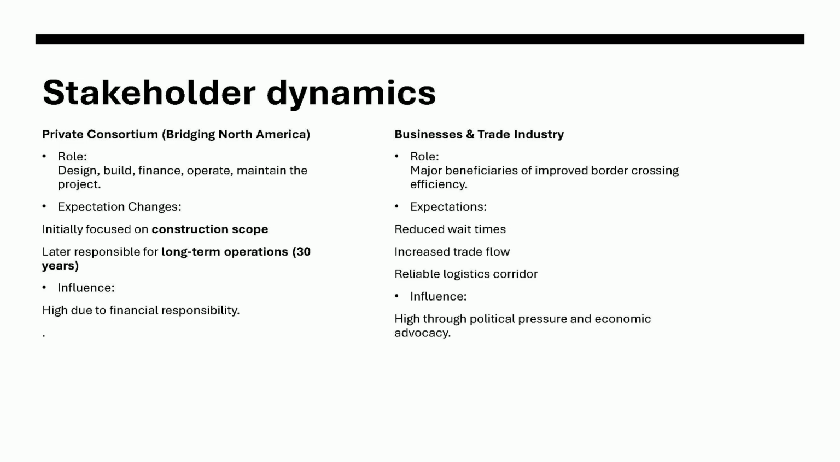And finally, businesses in the trade industry were major beneficiaries. Their role was as advocates for the project, expecting reduced wait times, increased trade flow, and a reliable logistics corridor to avoid the economic losses from congestion outlined in the 2004 Economic Impact Report. Potentially billions would be lost in production by 2030 if nothing was done. Overall, these stakeholder dynamics show how the project adapted to changing expectations through strong engagement and border transportation partnership oversight.